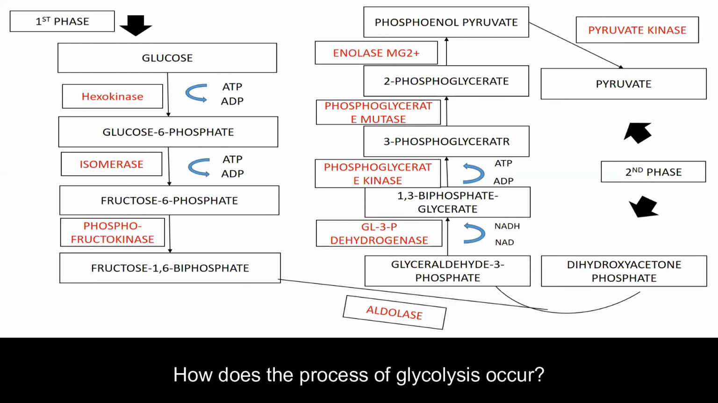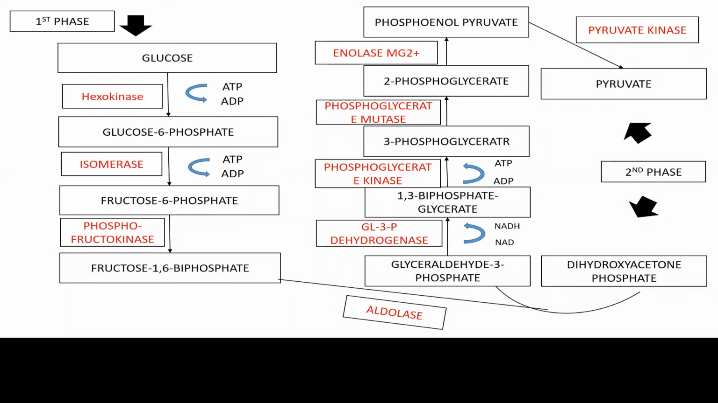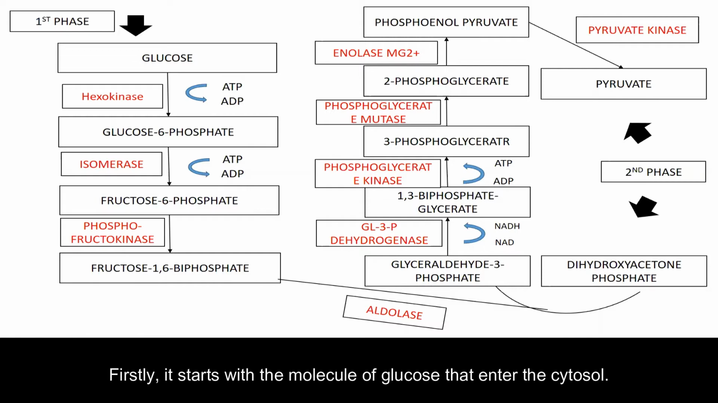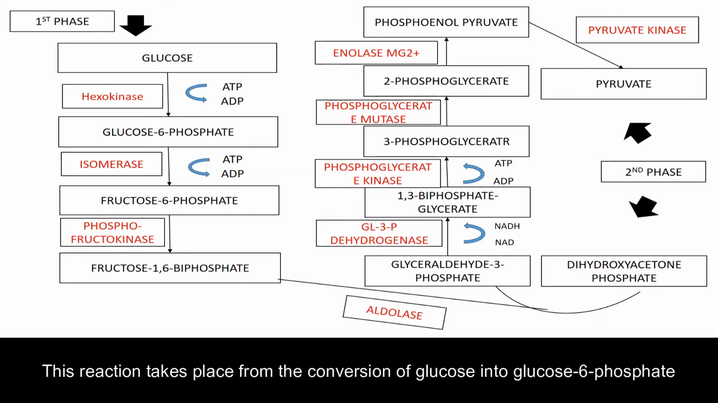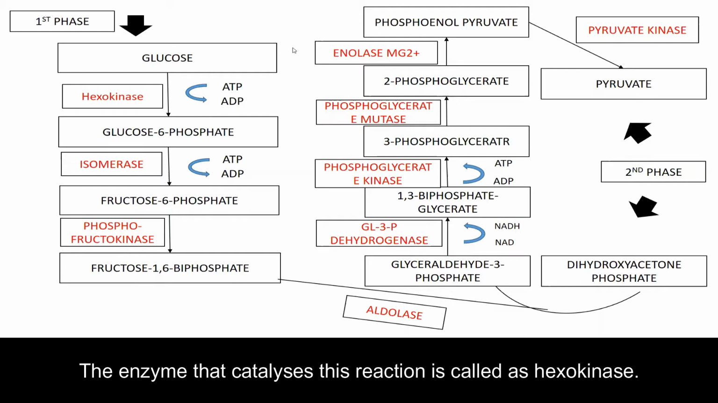How does the process of glycolysis occur? Firstly, it starts with the molecule of glucose that enters the cytosol. This reaction takes place from the conversion of glucose into glucose 6-phosphate. The enzyme that catalyzes this reaction is called hexokinase.